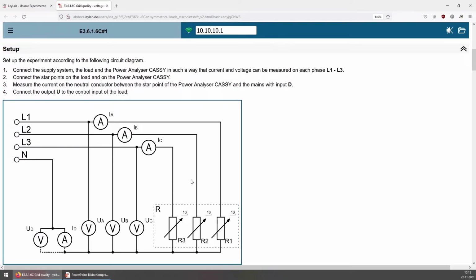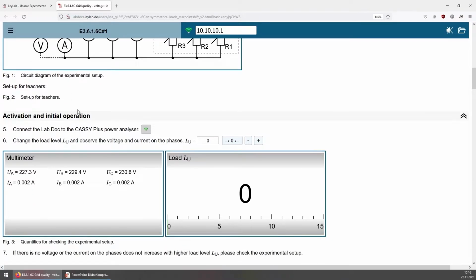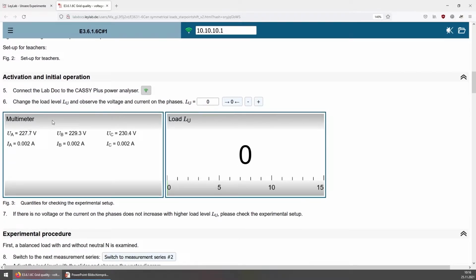We set up the experiment as I have shown you on the slide. The pupils have a wiring diagram here, so they can do this on their own, and the teacher would have the picture I showed you earlier to control the students. We connect the laptop to the CASSY Plus Power Analyzer. I've done this already; we are connected via Wi-Fi. And we will now test the setup by just increasing the load level on the load with the push buttons.